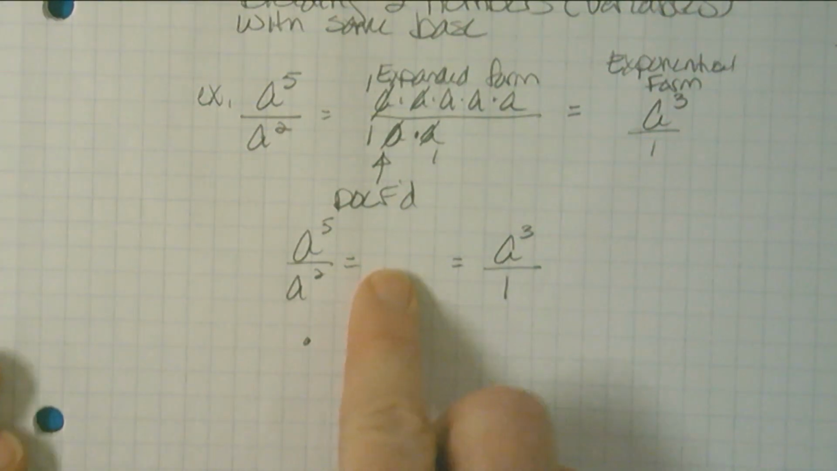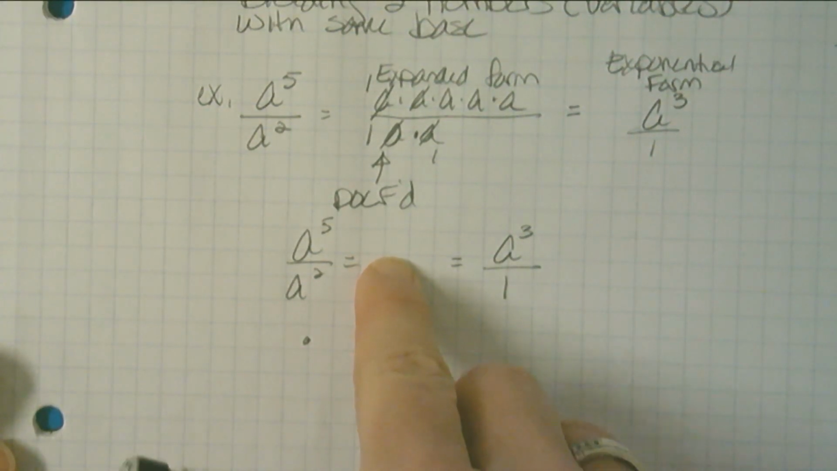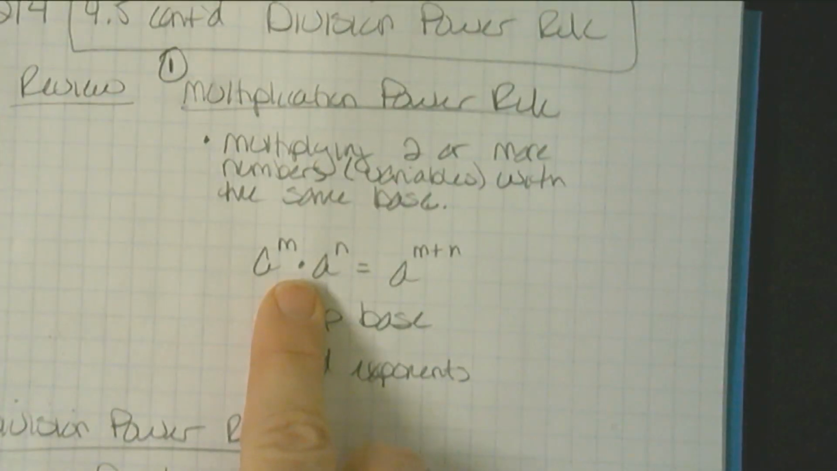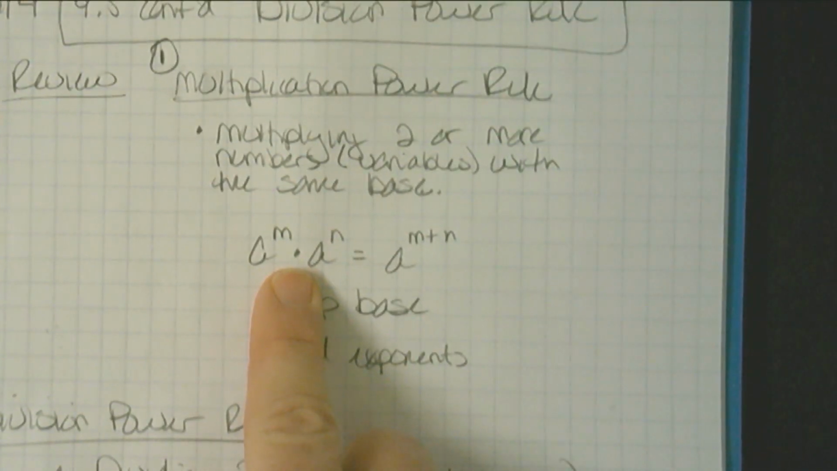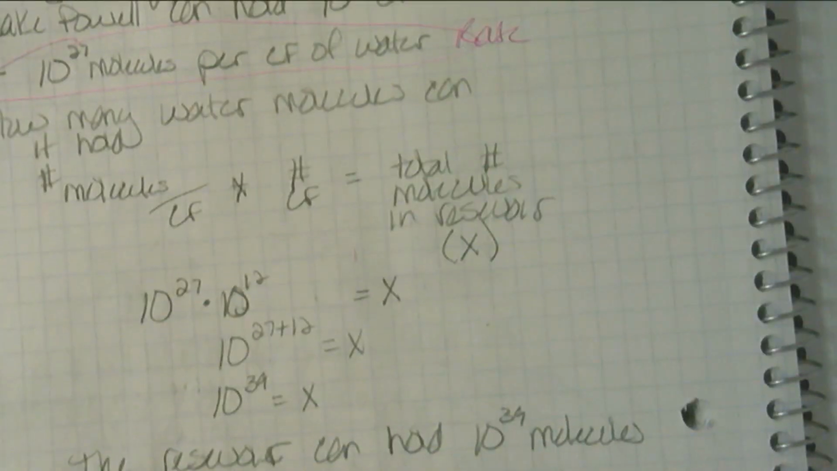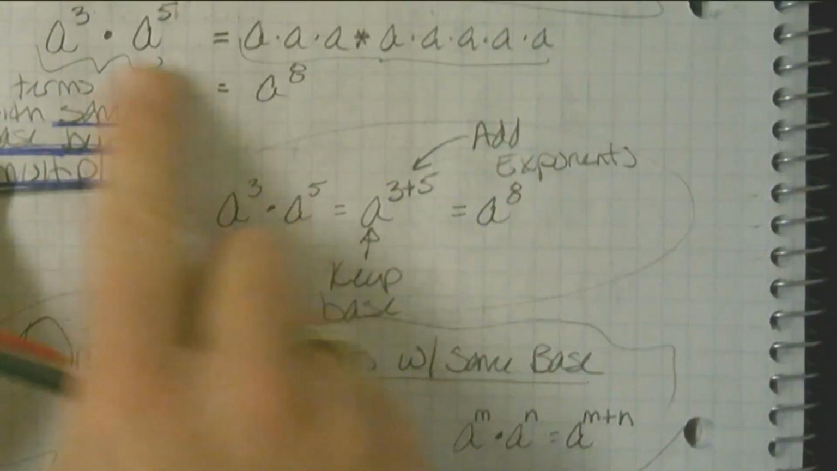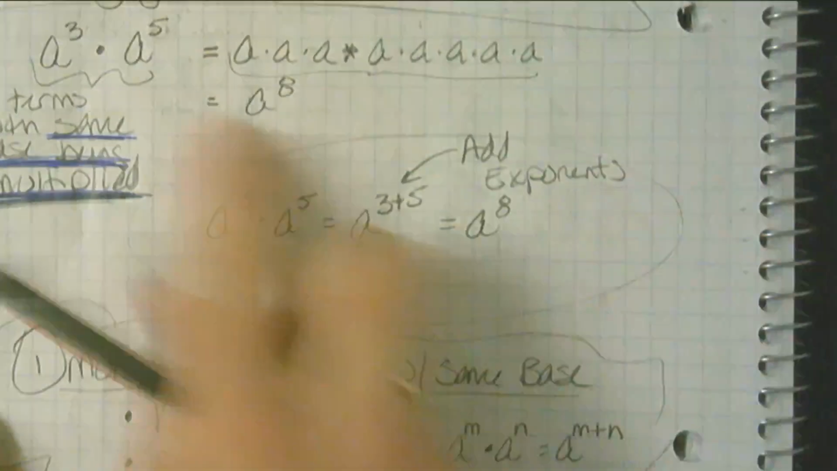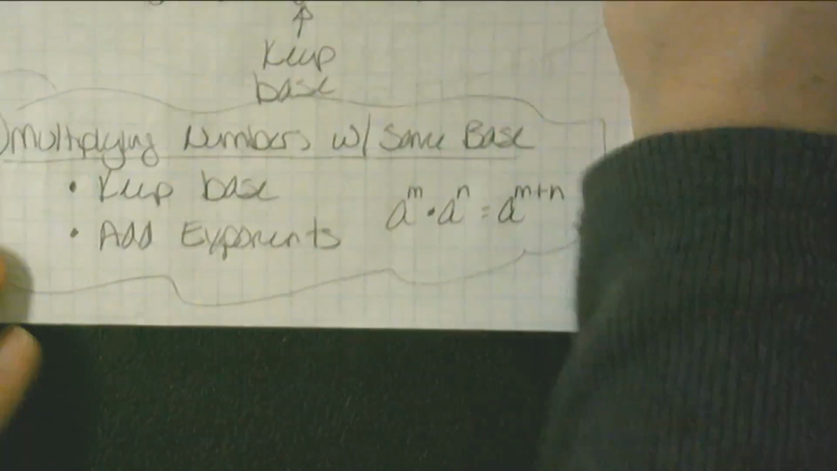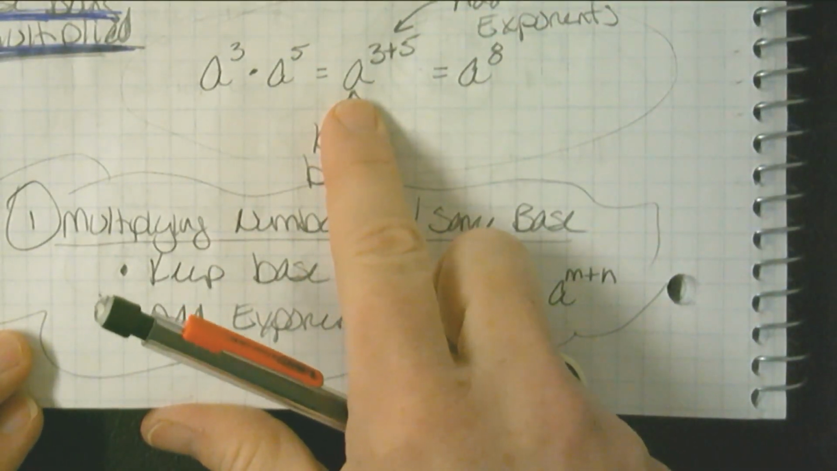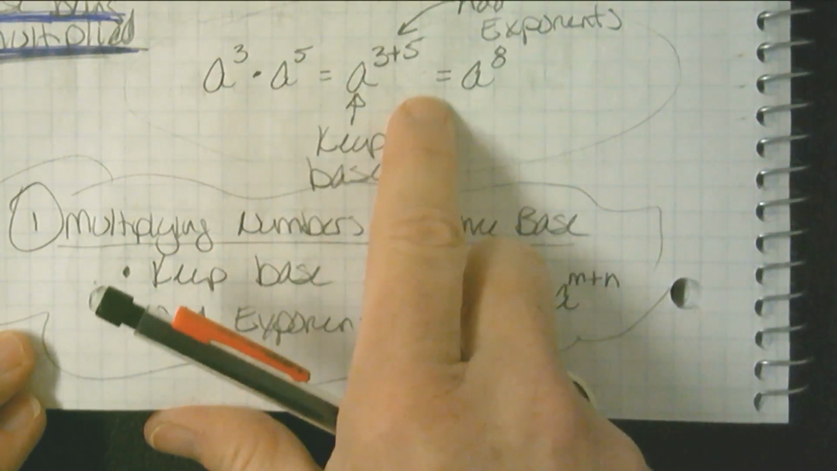What would you say is my rule? So my rule up here was, put your hands down. My rule up here, when we did this one, remember we did this one yesterday, right? We decided that instead of writing out all that expanded form, we came up with a rule that said we keep our base and we add the exponents. That's the rule we came up with, right?